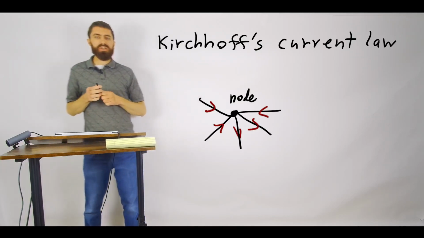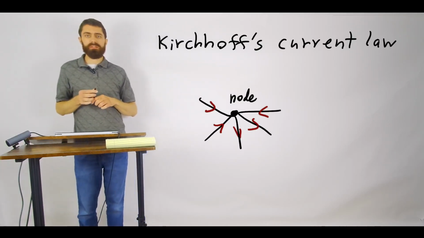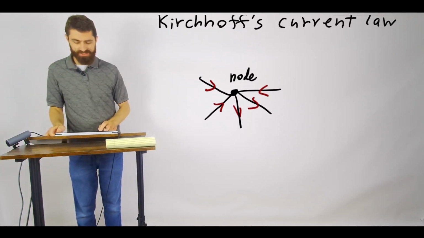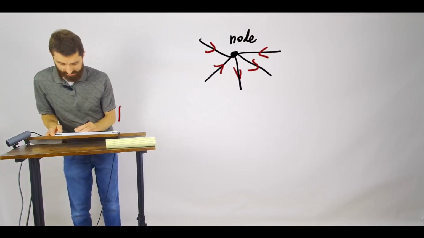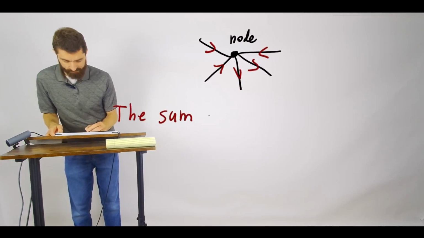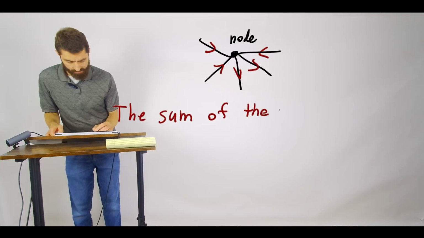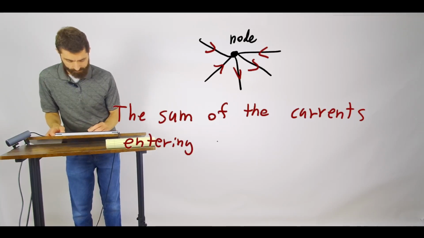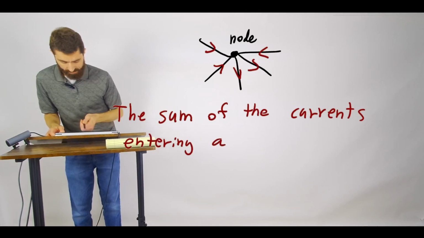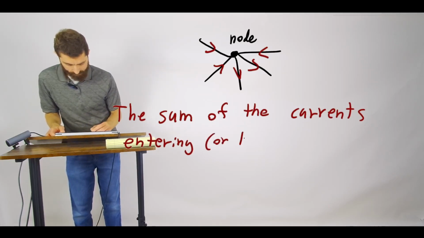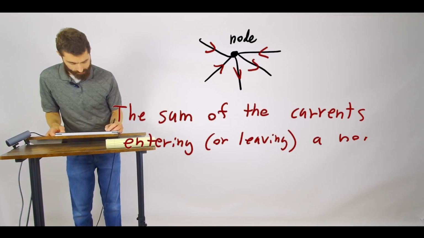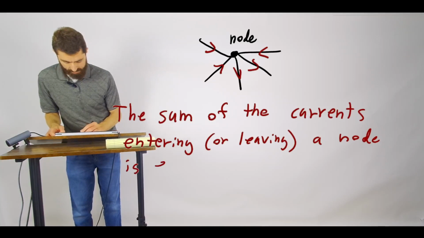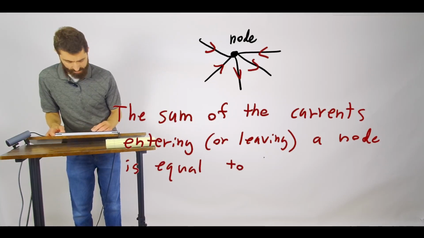A way that this is typically expressed, and it's a little bit more of a fancy way of expressing it, is that the sum of the currents entering or leaving, we could say, a node is equal to 0.